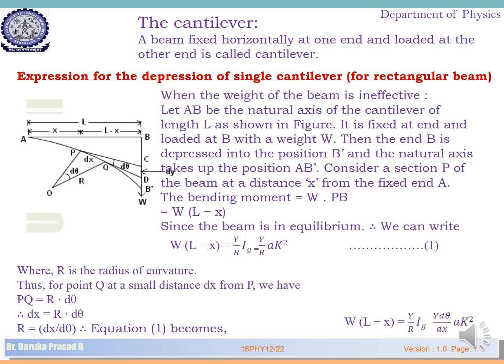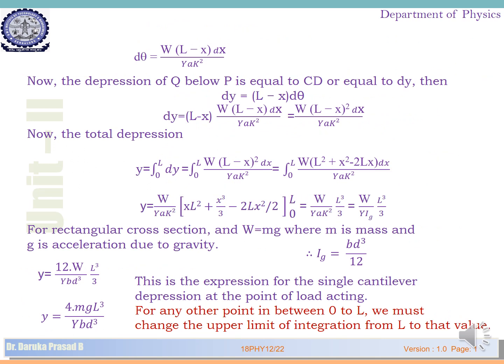Then equation 1 changes into W into L minus x, which is equal to Y by R into Ig, which is equal to Y d theta by dx into A K square, where we substituted the value of R as dx by d theta. From this equation, just by rearranging, you get d theta equal to W into L minus x into dx divided by Y into A K square.